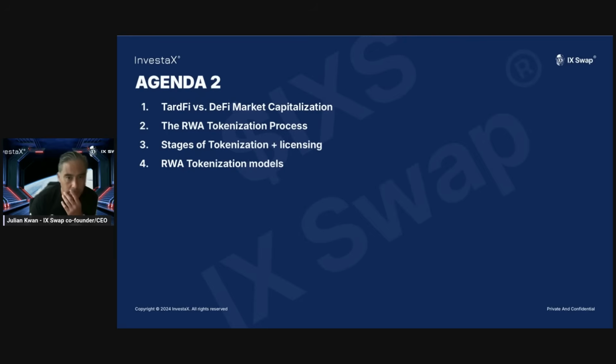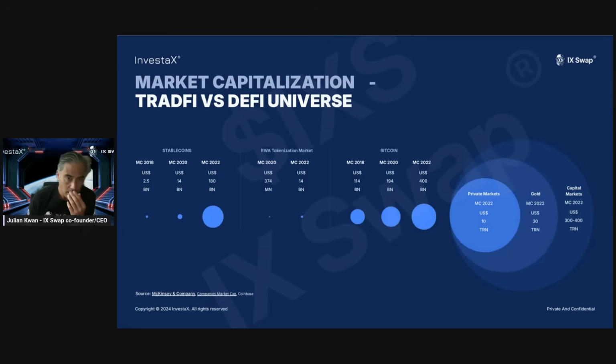So here we want to talk about traditional finance. Some people in crypto call it TradFi. Anyway, I like that term. So TradFi it is in our company. The process to issue real-world asset equity tokens, the stages, licensing, and models. Right.